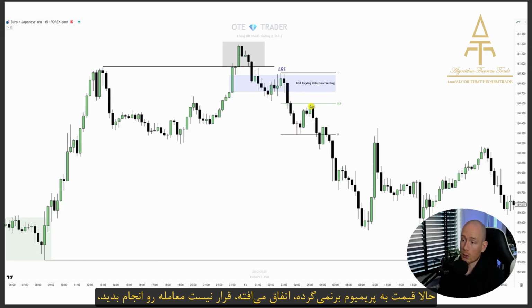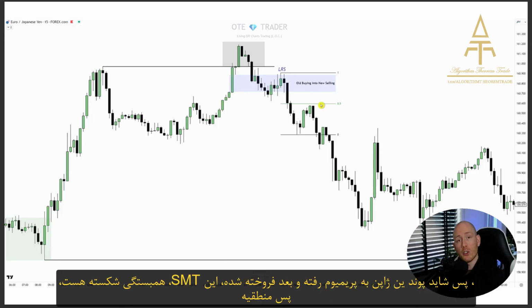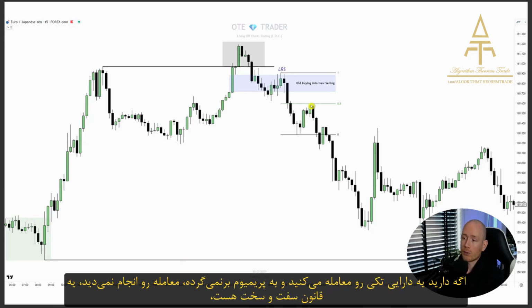Now price does not come back to premium. Shit happens. You're not going to take the trade. You're going to be patient and you're going to only sell in a premium. This is Euro JPY. So maybe GBP JPY went into premium and then it sold off. That is SMT, the cracking correlation. So that makes sense. If you are trading a single asset and it does not come back to premium, you don't take the trade. There's a hard rule.